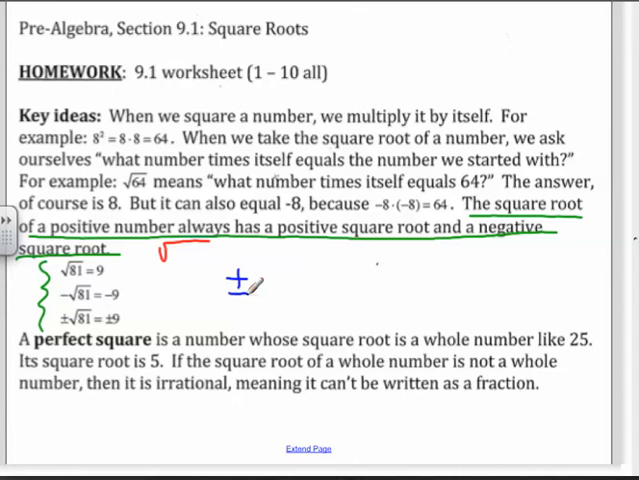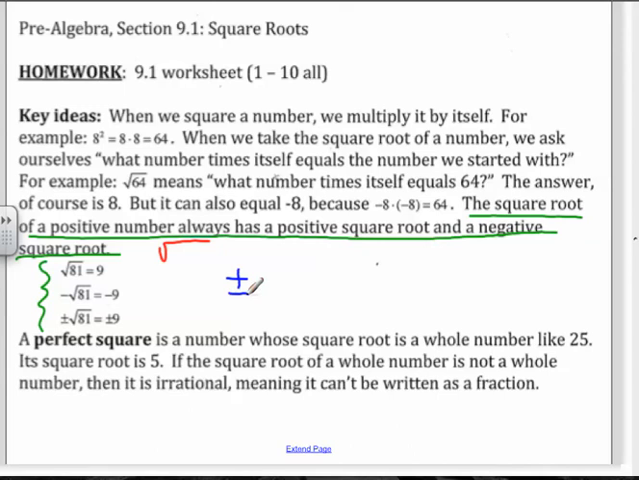Now, below that it says a perfect square is a number whose square root is a whole number, like 25, because the square root of 25 is 5. So 25 is a perfect square. 16 is a perfect square. 36 is a perfect square. 49 is a perfect square. 81 is a perfect square. I'm just giving you examples because they have whole numbers as their square roots.